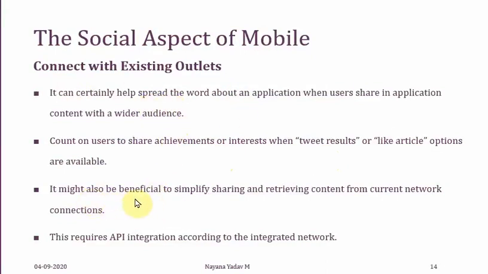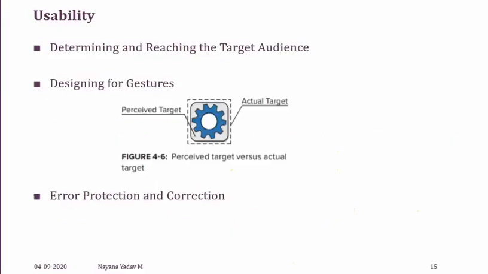It might also be beneficial to simplify sharing and retrieving. Sharing and retrieving content from the current network is beneficial. For that, you require some API which will be integrated with the network. That is the first point under social aspects.